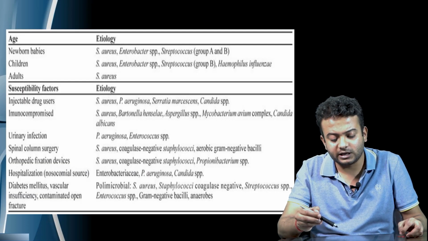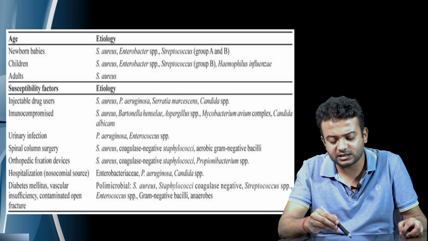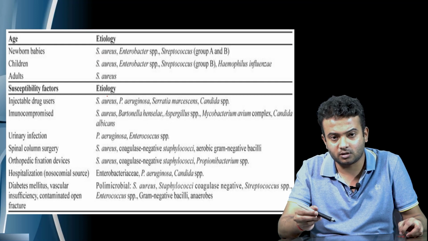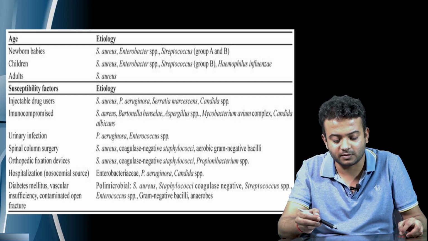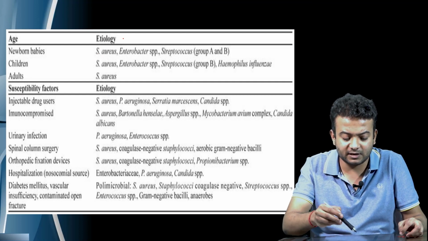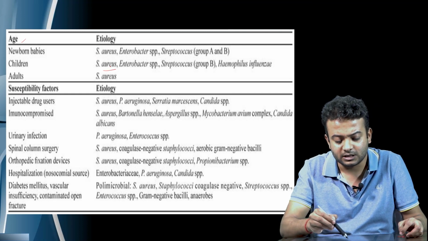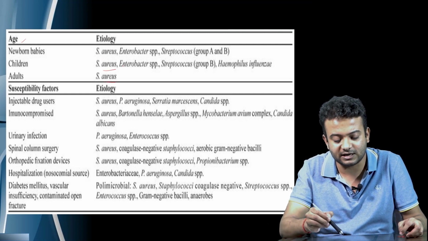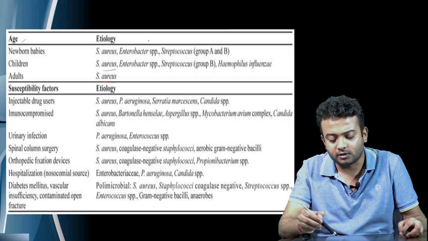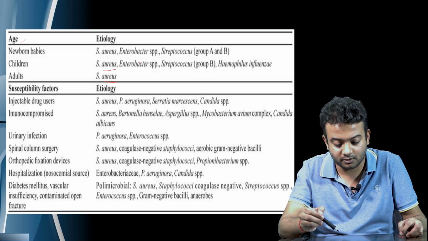Usually the etiology requires a special description, because commonly we are asked in entrance exams about the most common causative organism for osteomyelitis, and usually Staph aureus is the most common in almost every age group. This has been given according to age. In the newborn group, Staph aureus is the main one, and even in children and adults, Staph aureus is the main one. But group A and B Streptococcus and even Enterobacter can be other factors.